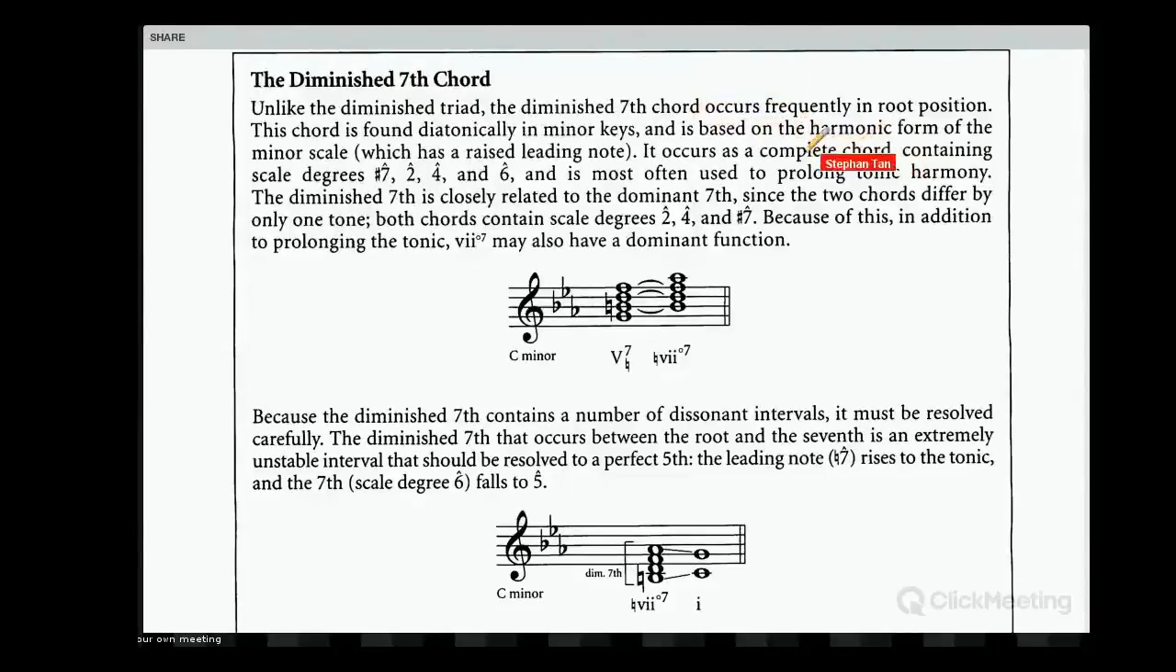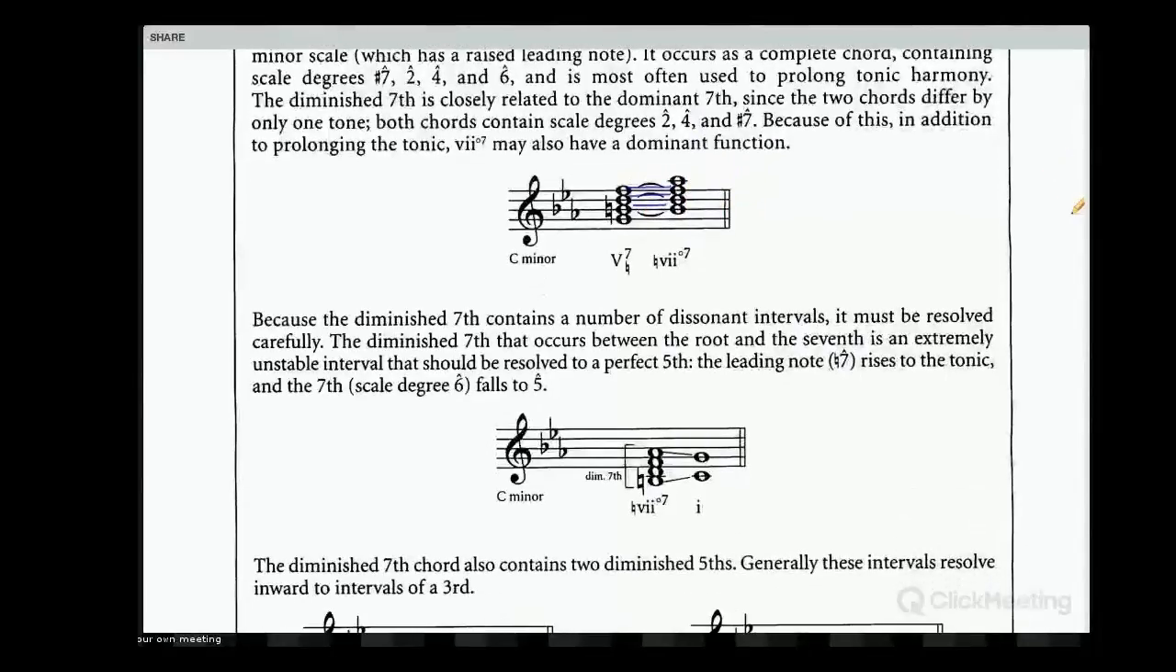It will occur as a complete chord containing the scale degrees sharp 7, 2, 4, and 6. Most of the time it is used to prolong tonic harmony. The diminished seventh is closely related to the dominant seventh. The two chords share three common tones, three notes in common. So, in addition to prolonging the tonic, the diminished seventh chord may also have a dominant function. Remember, it is very closely related to the dominant seventh chord, so we can use it as a dominant type chord.